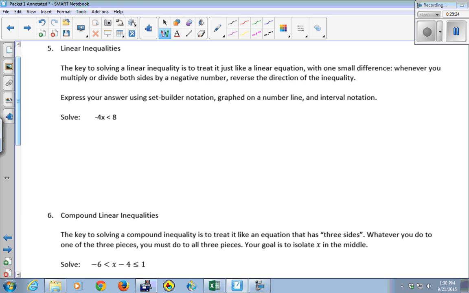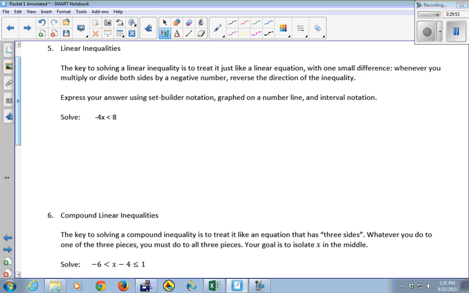Okay, last thing is linear inequalities. So the key to solving a linear inequality is to treat it just exactly like a linear equation, but instead of an equal sign, you have an alligator, either a less than or a greater than sign. And you have to remember that if you multiply or divide both sides by a negative in your process of solving, then the alligator turns around, right?